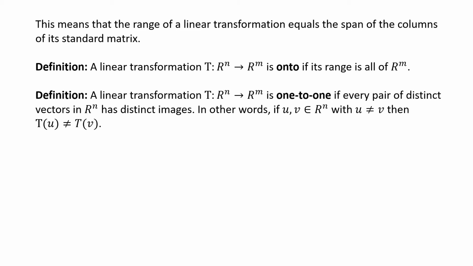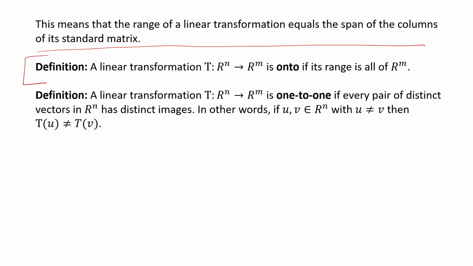That means the range, which is all the possible answers you can get, is equal to exactly the span of the columns. Remember, the span of the columns is all possible linear combinations of the columns. So the range of a linear transformation exactly equals the span of the columns of this matrix. So this is bringing together a couple of ideas that we've seen. Now here's a couple more ideas.